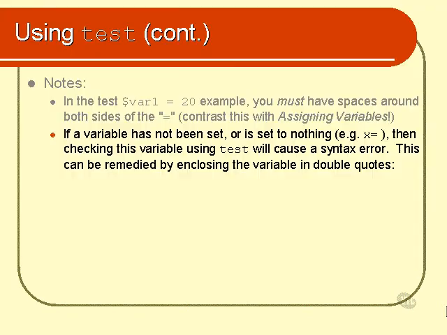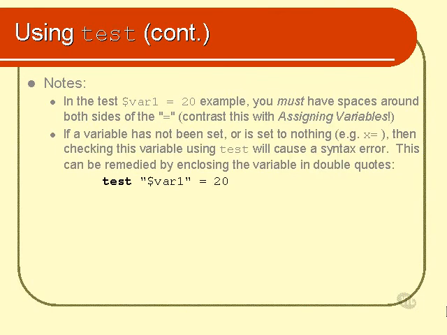We enclose the variable inside double quotes, like so. We say test and then var1. Instead of var1 by itself, we put var1 surrounded by double quotes. Now, it's actually a really good idea to make this a good practice. Do this, well, all the time, unless you can absolutely guarantee that var1, or whatever variable you're using, has actually been set to something. If there is even the remotest one in a million possibility that the variable you're testing might not have been set yet, then you must put double quotes around the variable, otherwise you'll get a syntax error with test.